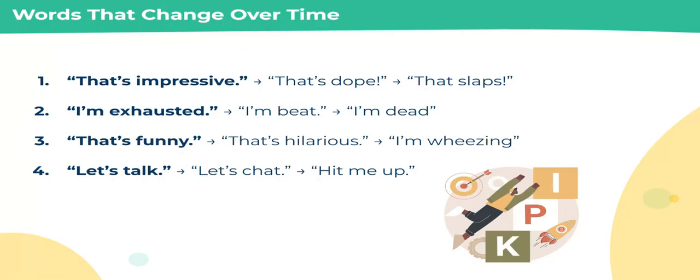Okay, well, let's think about how words and expressions change over time and how they evolve. So, number 1, that's impressive. Okay, that's dope. That slaps. So a clear progression in an expression to show impressive: that's impressive, that's dope, that slaps. Number 2, I'm exhausted, I'm beat, I'm dead. Number 3, that's funny, that's hilarious, I'm wheezing. And number 4, let's talk, let's chat, hit me up. Okay, so very different expressions used to talk about the same thing.